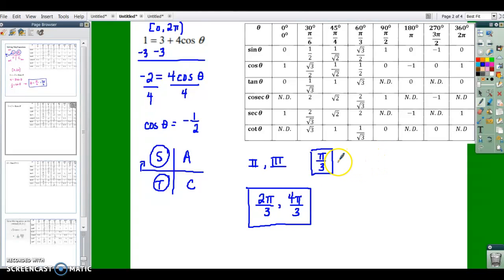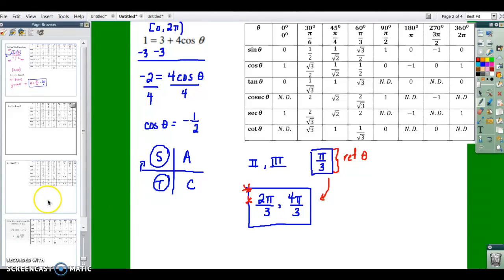Okay, this pi over 3 right here is just my reference theta. I'm just using that to help me get these two answers. That's just telling me how far I have to go from the x-axis in the two quadrants that I need to be in. But this right here is my answer. It's those two angles because those are the two quadrants where cosine is negative from 0 to 2 pi.